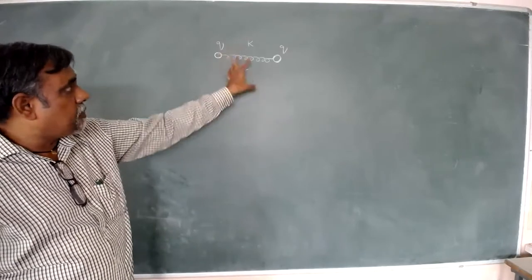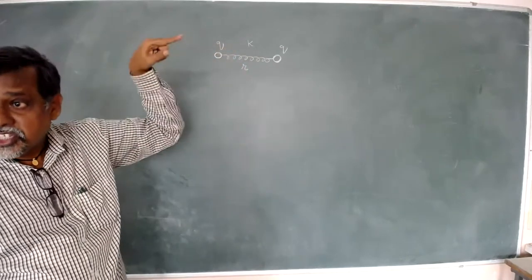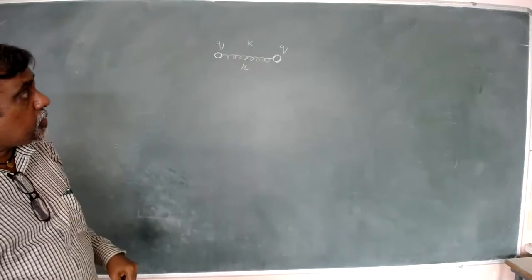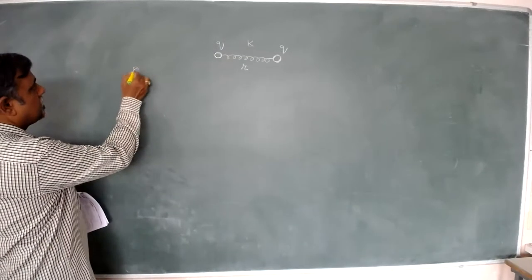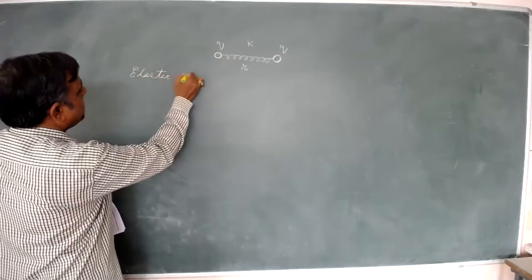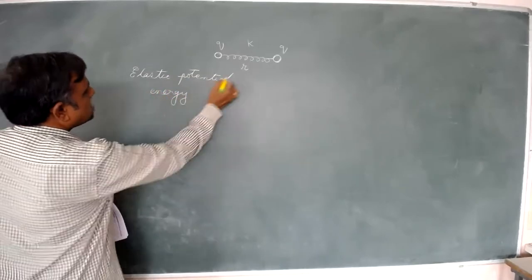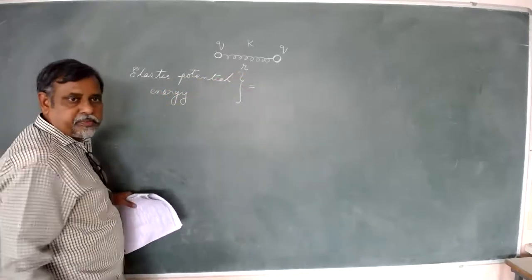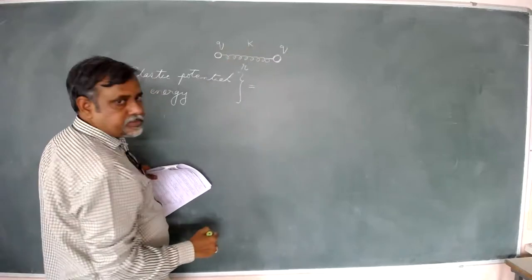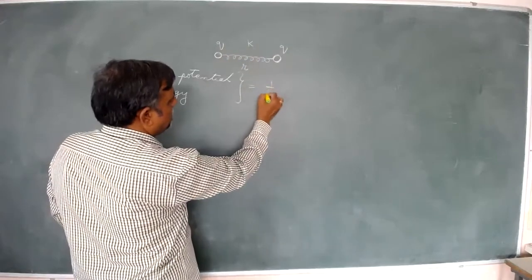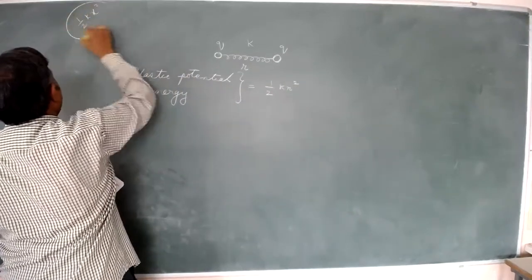Since the spring applies a restoring force, there will be some potential energy in the spring. The potential energy which gets developed in the spring is nothing but elastic potential energy. The distance of extension is R, so the elastic potential energy is half K R square, half K X square.